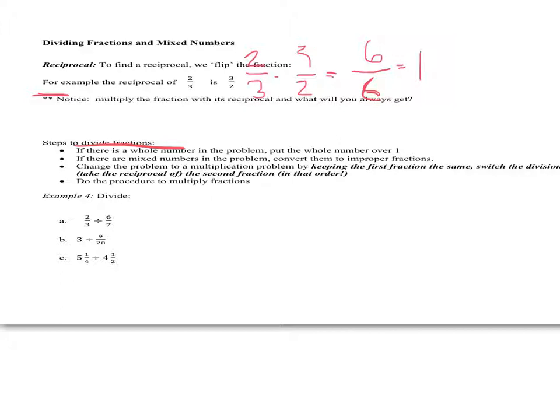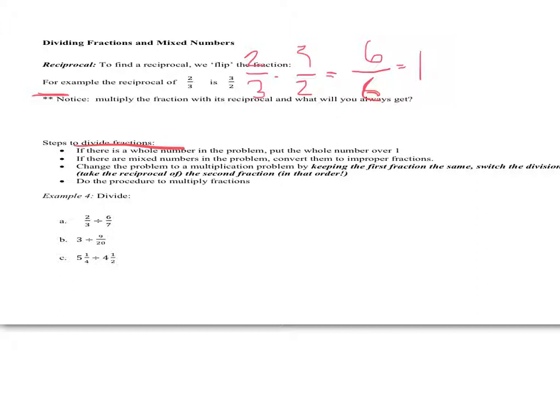Now, when we divide fractions, we'll look at these 4 steps. If there's a whole number, we write that whole number over 1. If there are mixed numbers, we convert them to improper fractions. Then, we change the problem to a multiplication problem by keeping the first fraction the same, switching the division to multiplication, and then flipping, or taking the reciprocal of, the second fraction. Now it's important to do this after we've written our mixed numbers as improper fractions. So we change our division problem into multiplication, and then do the same procedure that we do with multiplying fractions.